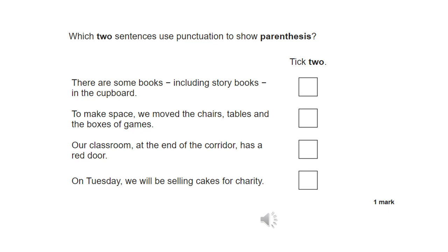And if you look at the last question, there is 1 comma. Now we know that we could use a comma if it was at the end of our sentence. However, on Tuesday is a fronted adverbial, so it's playing the role of a fronted adverbial, not parenthesis. How did you get on with that?